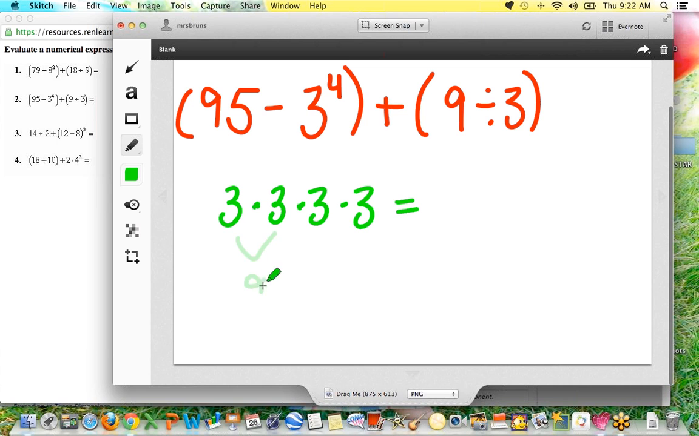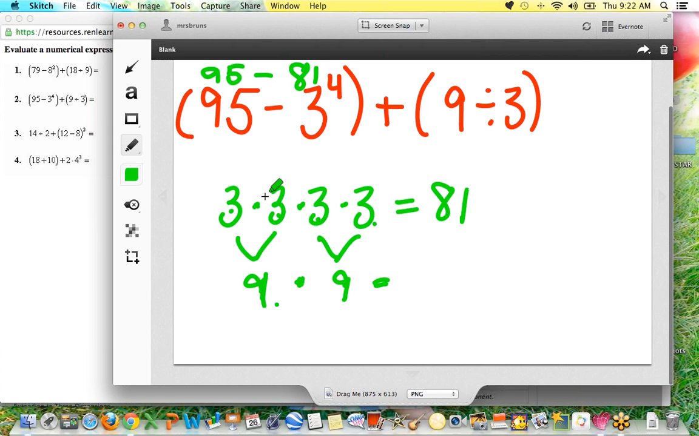I like to look at it like this. Okay, so now what's 9 times 9? 81. Perfect. So 3 times 3 times 3 times 3 is the same as saying 9 times 9, and so 81. So if we back up here, now my problem says 95 minus 81. So what's 95 minus 81? 14. Perfect. Just a simple subtraction problem, 95 minus 81 is 14.